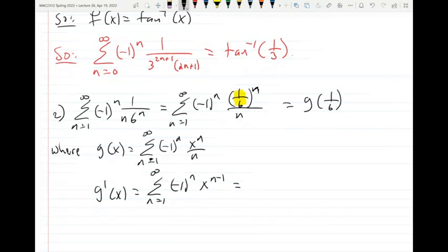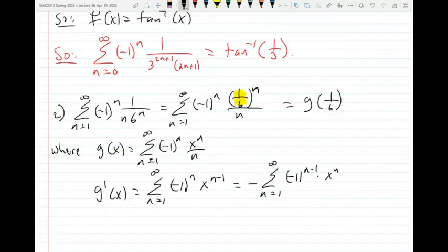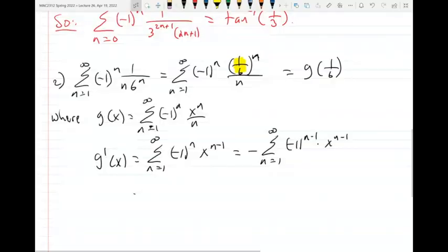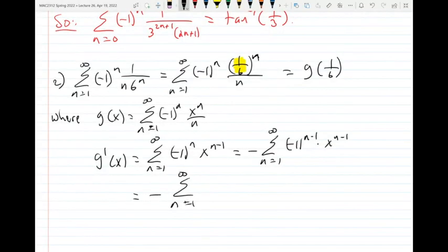Now all I want is to combine these things so I get my geometric series. So I need this to be to the n minus 1, so I'm going to take out a negative and put it outside. And so we have (-1)^(n-1) times x^(n-1). Yes? So I take out -1 from here and I put it outside. Now we can put them together. The negative still outside. And we have (-x)^(n-1). Yes? Now what is this?